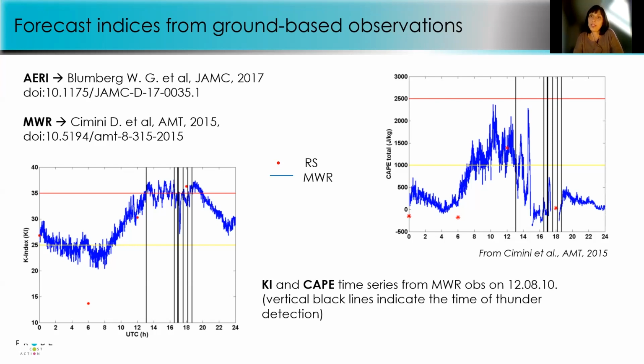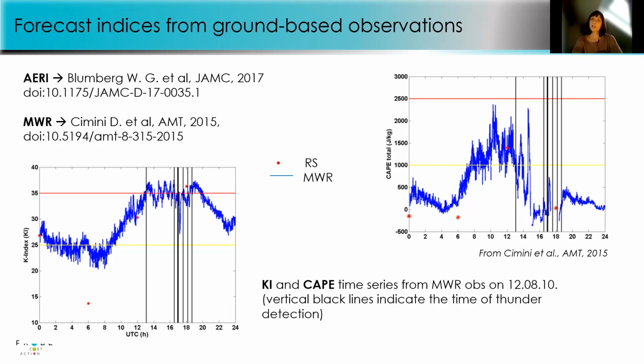The increasing values of K index and CAPE correspond to increasing instability and can be well measured by the microwave radiometer, which is shown with the blue line. But looking at the radiosonde values only, shown with red dots, the forecaster would have missed this rapid increase in instability. The accuracy of such a product is dependent on the type of retrieval applied to microwave radiometer observations. But in general, it could be shown that MWR provides stability indices with correlation above 0.8 compared to radiosondes.